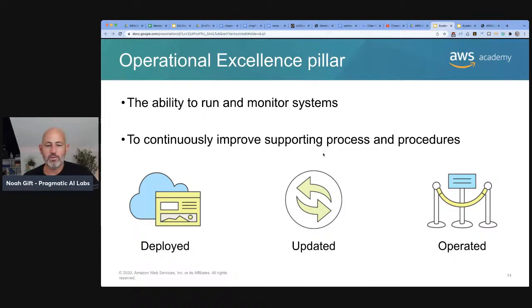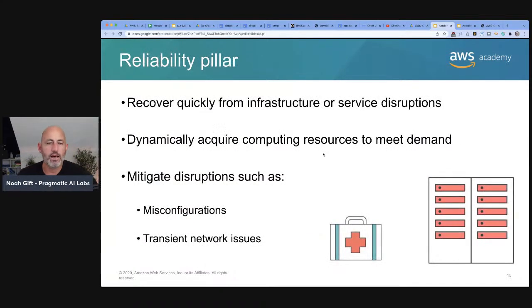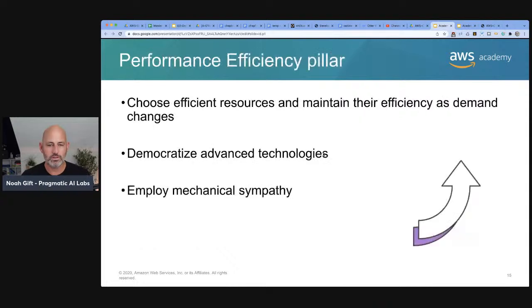Operational excellence pillar, this would mean that you can run your systems and monitor them. So you would be able to continuously improve the deployment process, the update process, the operations process. In terms of reliability, you're able to recover quickly from infra or service disruptions, basically dynamically acquire resources to meet demand, and also handle disruptions like you accidentally misconfigured a YAML file, or you have some kind of network outage that's transient. This is the ability to handle that. And if you design your system correctly, it won't matter if those issues occurred.